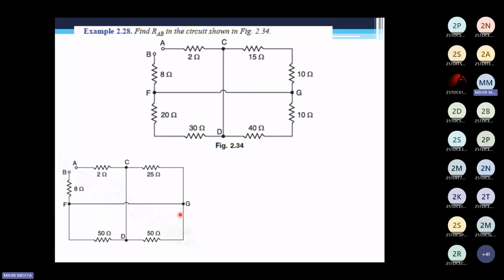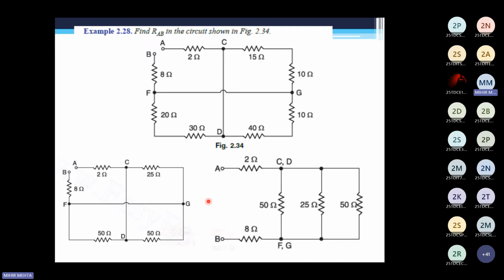Also, you can see that between nodes C and D, there is no element connected. Similarly, between F and G, there is no particular element connected. So I can rearrange this figure such that C and D are at the same node and F and G are at the same node. If I rearrange this, my figure would look something like this.